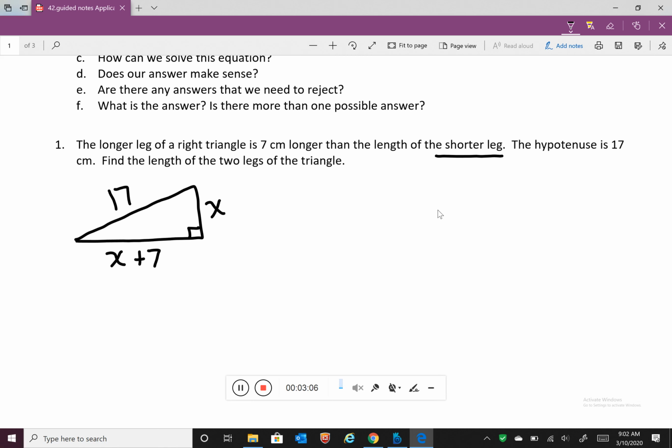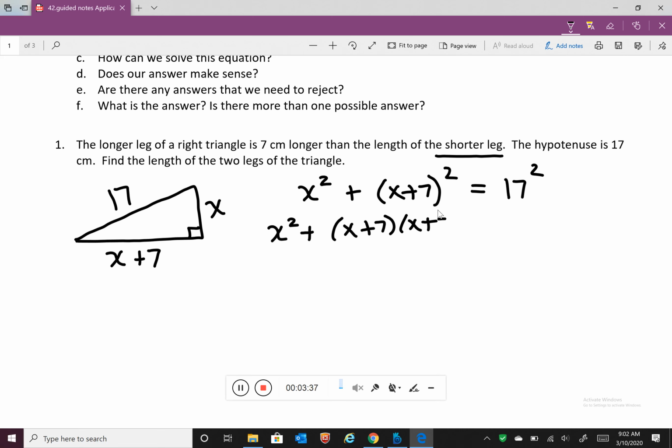So we're going to utilize the Pythagorean theorem. So the Pythagorean theorem, we have a leg squared plus the other leg, notice the parentheses, squared, equals the hypotenuse squared. Now x squared right now just has to remain as x squared, but x plus 7 quantity squared means x plus 7 times x plus 7. And then 17 squared means 17 times 17, which is actually 289.